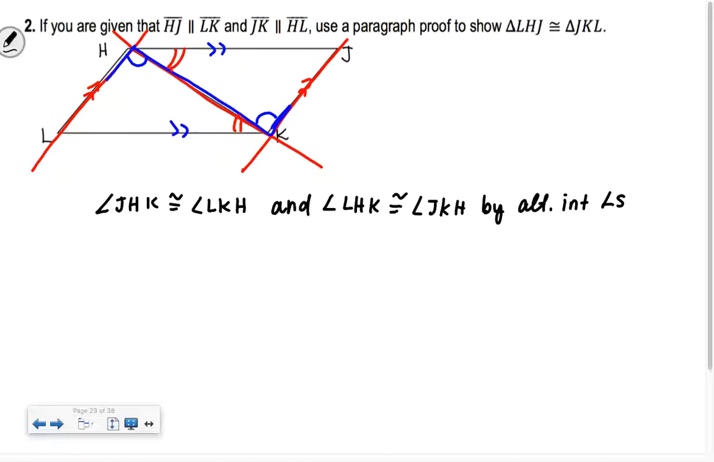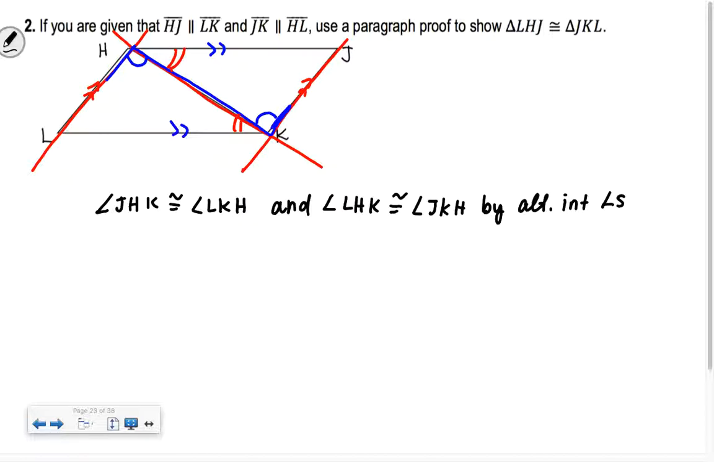Okay, so we have several things drawn in these triangles. We're trying to get to this bottom triangle is congruent to the top triangle. We always need at least one side. So right now we have two angles. We could say those third angles are congruent by the third angles theorem, right? But that doesn't help us.